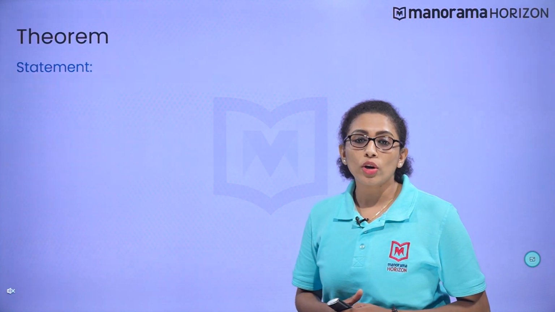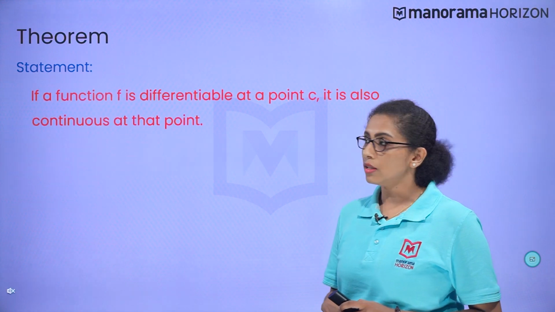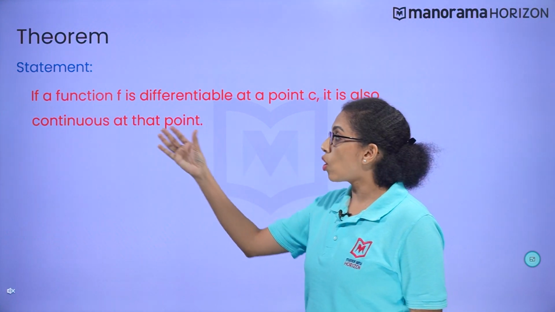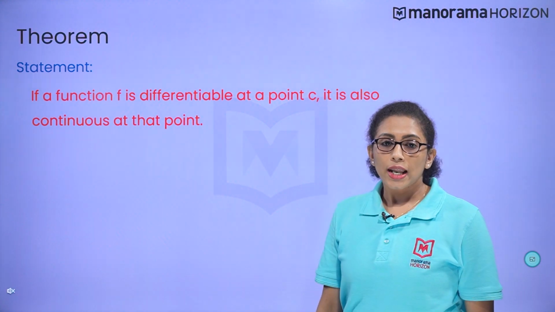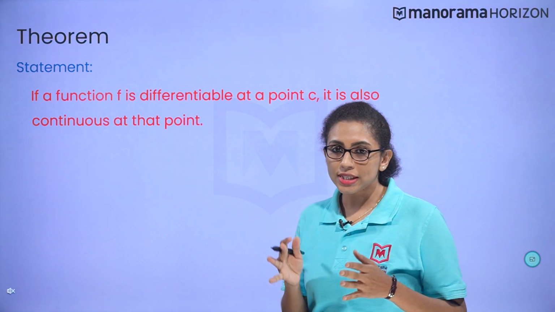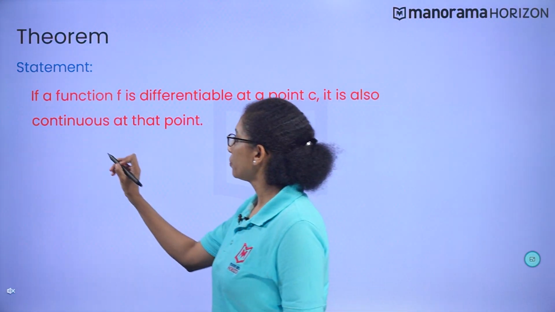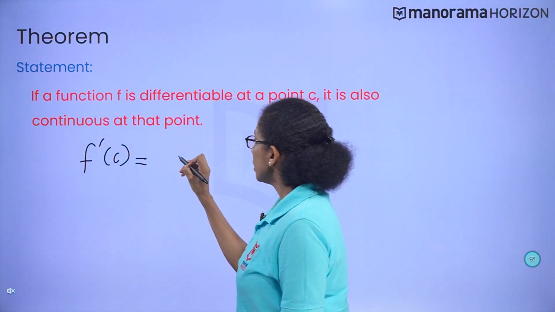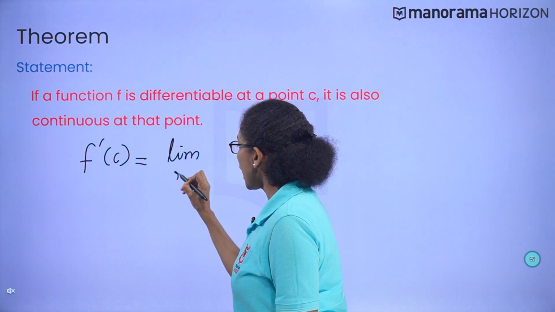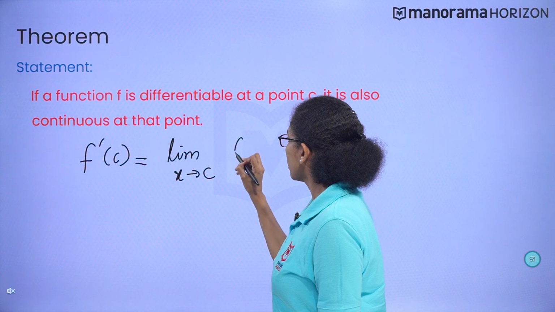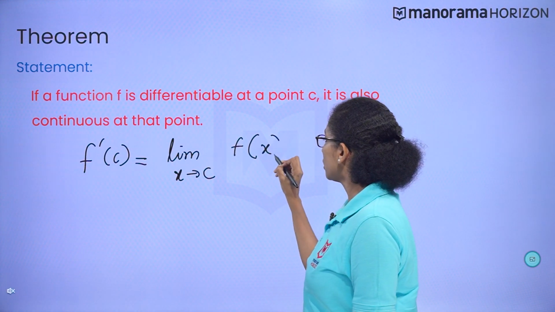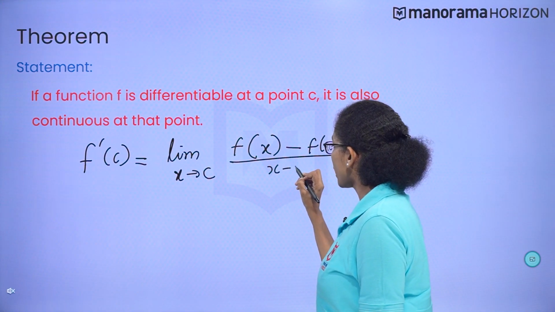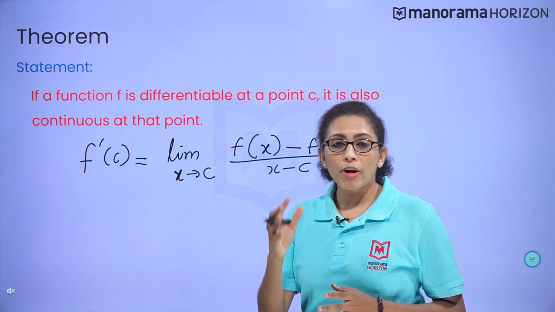Next we will see an important theorem, and the theorem statement is: if a function is differentiable at a point c, then it is also continuous at that point. Let's see the proof. Let f be differentiable at c. We have f dash of c is equal to limit x tends to c, f of x minus f of c by x minus c. We have to prove the function is continuous.